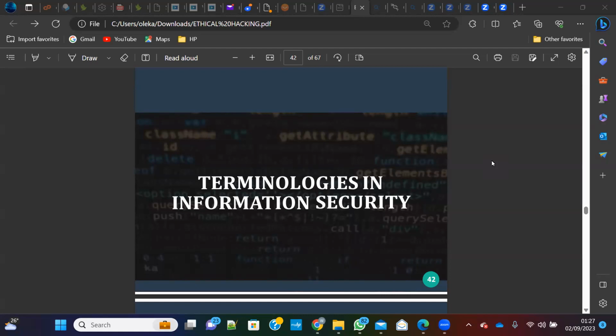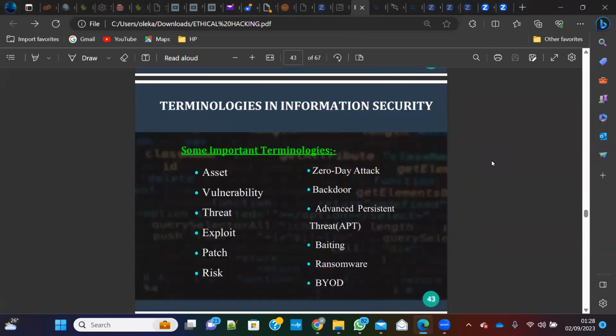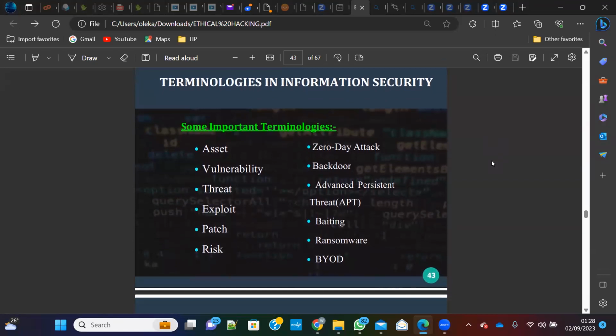It's good that we look into this because every profession has its own terminology, and in every profession they use terms. If you listen to two medical practitioners discussing, at some point you might get lost because once in a while they bring in some medical terms that only they can understand. So these are some of the terms that are used in information security.